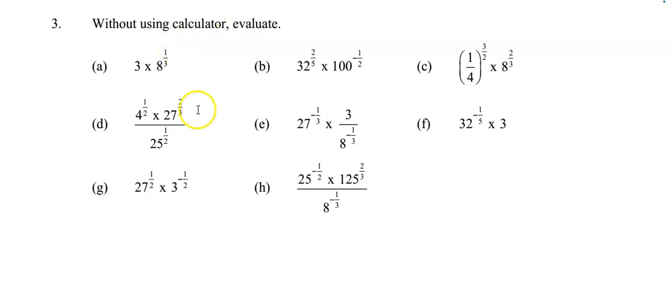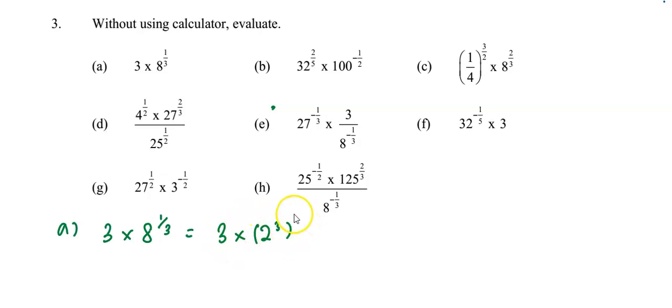Without using a calculator, evaluate questions A until F. So let's look at question A. We're not going to use a calculator to evaluate the answer for 8 power of 1 over 3. I'm going to simplify the 8 into 2 power of 3, and then this is power of 1 over 3. You can see that 2 power of 3, power of 1 over 3, where this 3 and 1 over 3 can be cancelled off, and this becomes 2 because the power becomes 1.